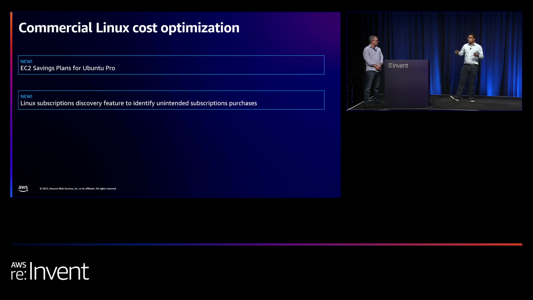So as more of you are using Ubuntu Pro over extended periods of time, you should also consider using savings plans for Ubuntu Pro. Now, these savings plans will give you in the range of 20 to 30% savings for your infrastructure and operating system running on AWS.